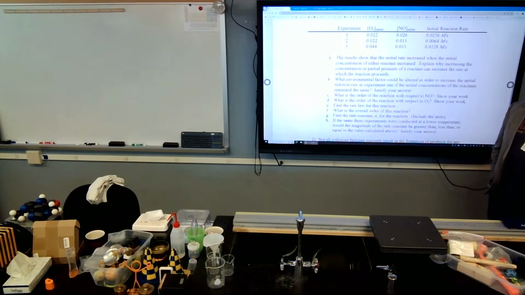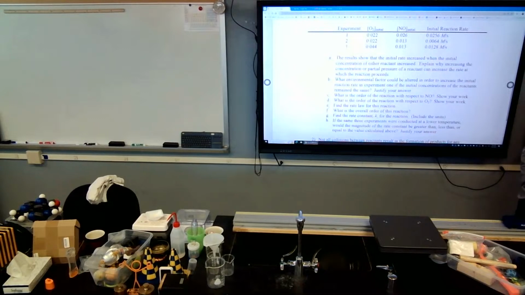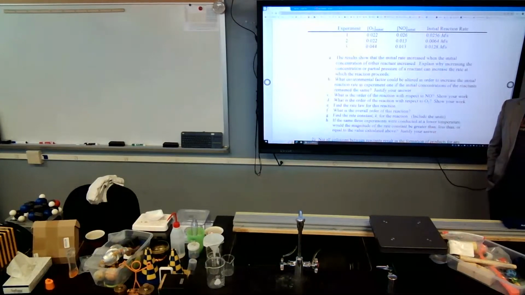Okay, who wants to volunteer their answer? Who wants to throw themselves on the altar of learning? Shane, what do you got? Increasing the concentration or partial pressure will increase the rate because it will lead to more likelihood of the particles interacting with the proper faces to create a bond.